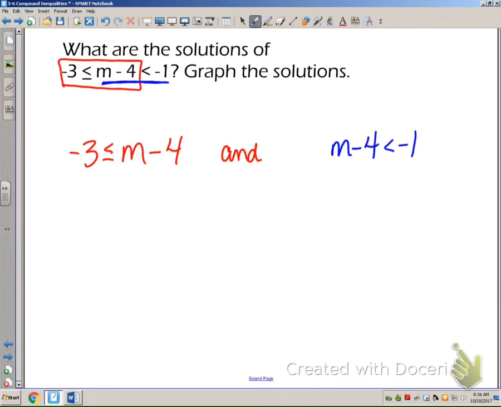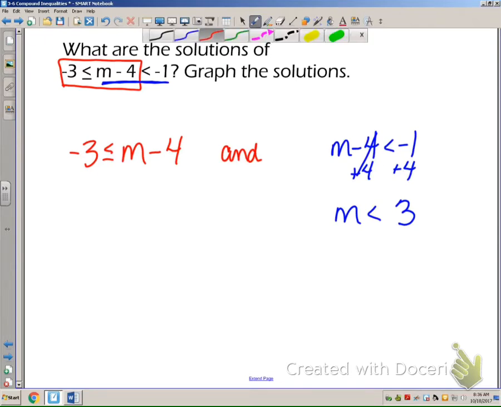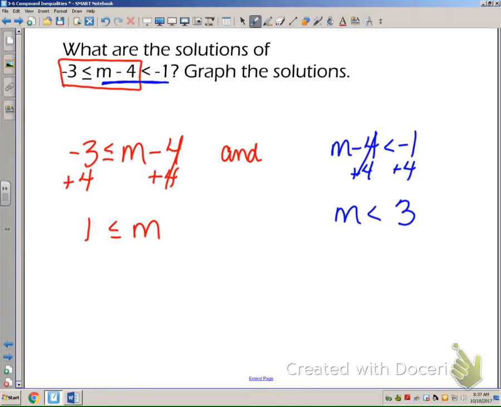Okay, so we can go ahead and start solving. I'm going to add 4 to both sides. Get rid of it because negative 4 plus 4 is 0. Now I have this m by itself. Negative 1 plus 4 is 3. And then over here, on the flip side of things, I have to add 4 to both sides. Same process. Negative 4 plus 4 is 0, so now I've got m by itself. Awesome. Negative 3 plus 4 is 1. So we know our value of m falls between 1 and 3.